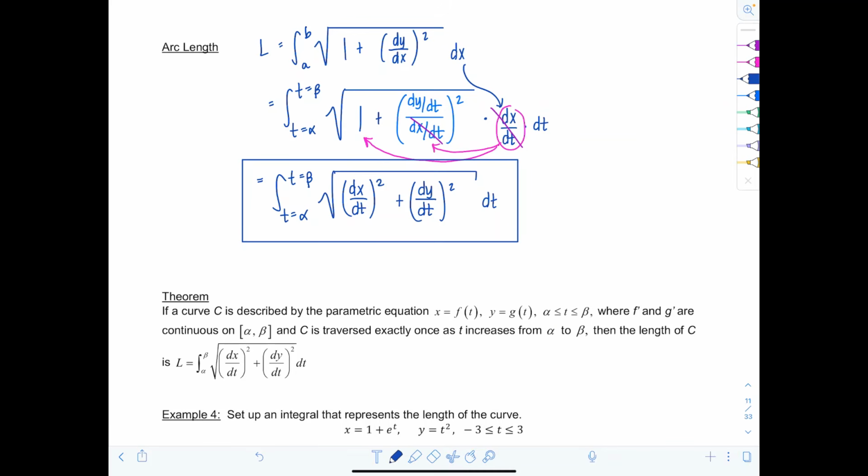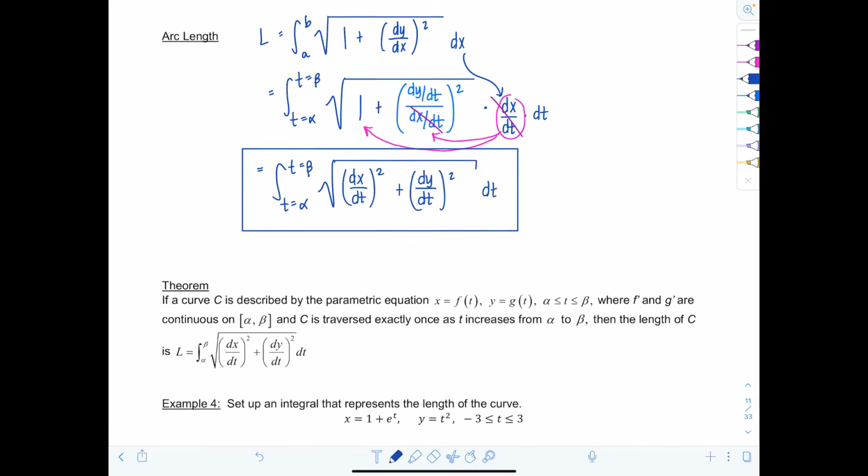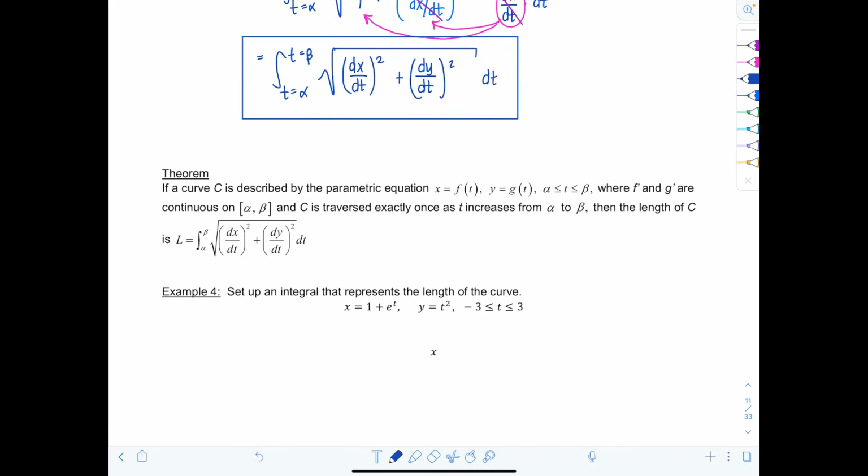Good. And then similarly, here's everything written out as a nice theorem. So the curve C is described by our parametric equations. You have to make sure f prime and g prime are continuous. Otherwise, dx/dt and dy/dt won't be well defined when you're trying to integrate them, and you'll run into big problems. And the curve has to be traversed exactly once, meaning you can't retrace yourself because then the arc length will not be accurate. And then we have the length there, okay?